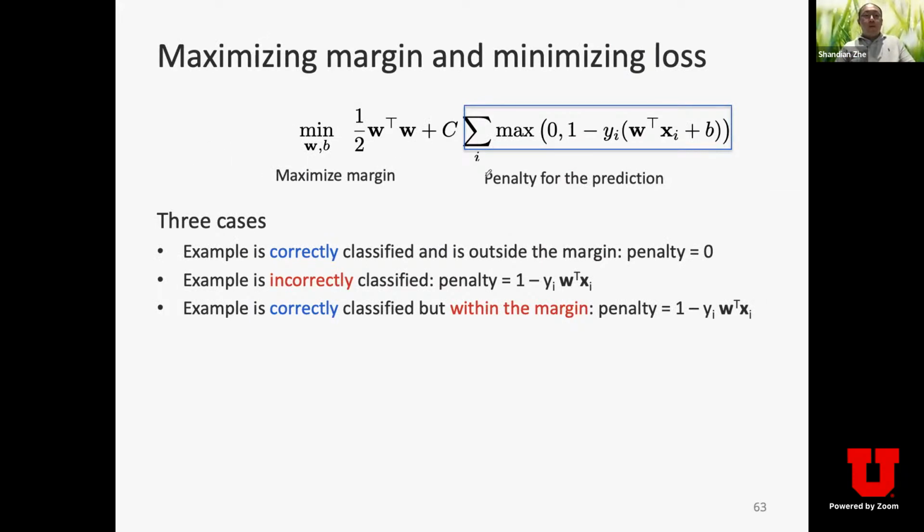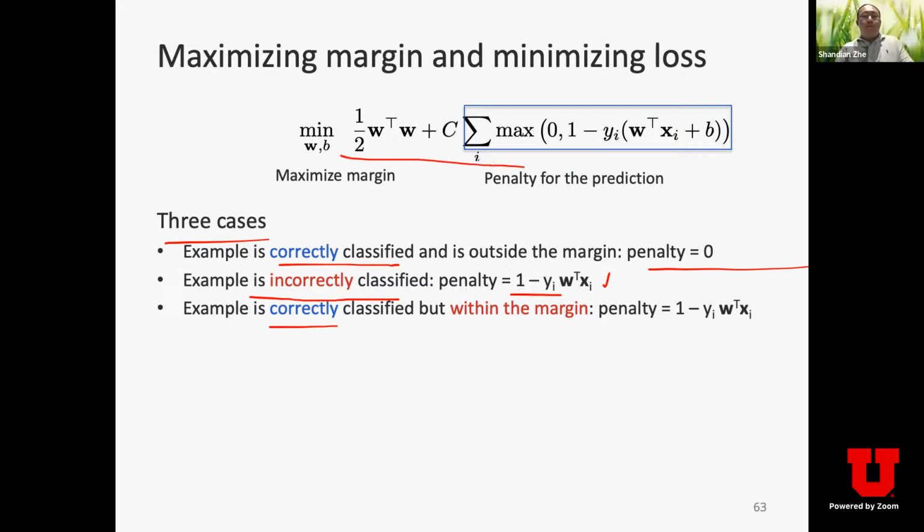In summary, the hinge loss gave us three cases. First, if the example is correctly classified and is outside the margin, meaning it is far away from your classification boundary, you don't have any penalty. If your example is incorrectly classified, the penalty will be 1 minus your score. That means the larger the score magnitude, the larger the penalty, which reflects the degree of the mistake you have made. And the interesting case is that if you correctly classify an example but it is still too close to the classification boundary, you still have to bear some penalty.